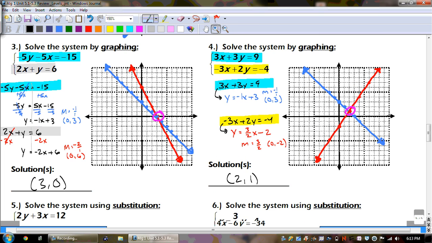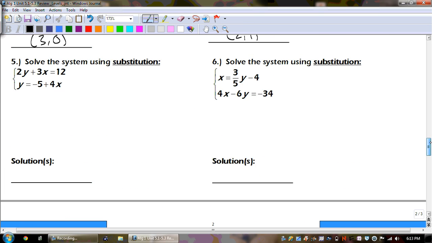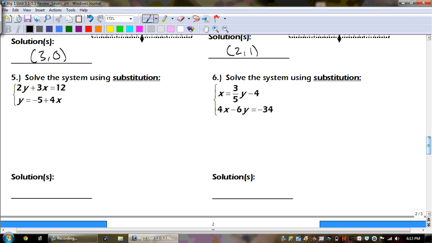Okay, 2 more, and then we're done. So these ones we're going to be solving by substitution. So which one do you think we should do together? There's one with fractions and one without fractions. I'm going to do the one without fractions. I'm going to make you do the hard one.